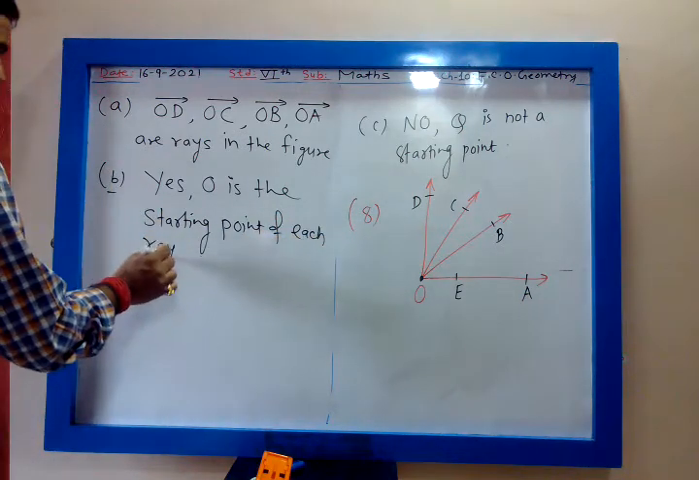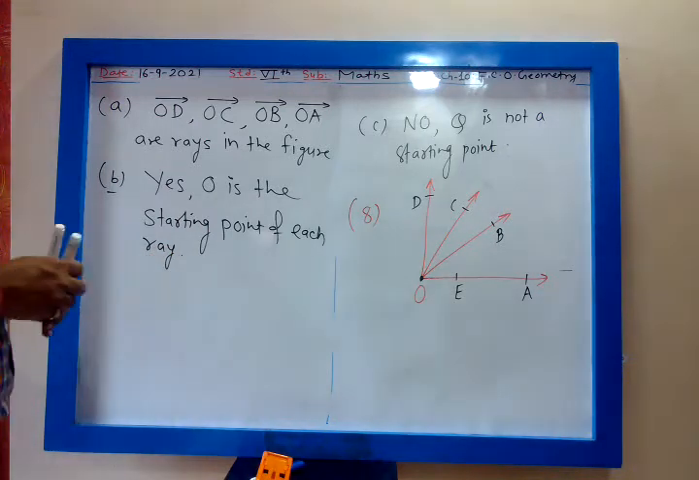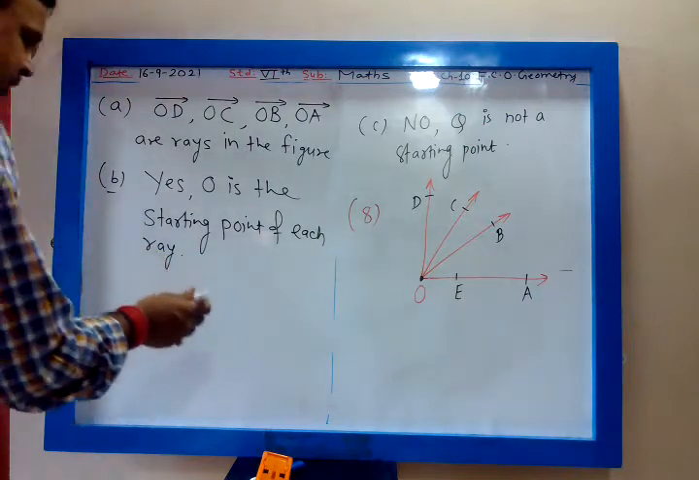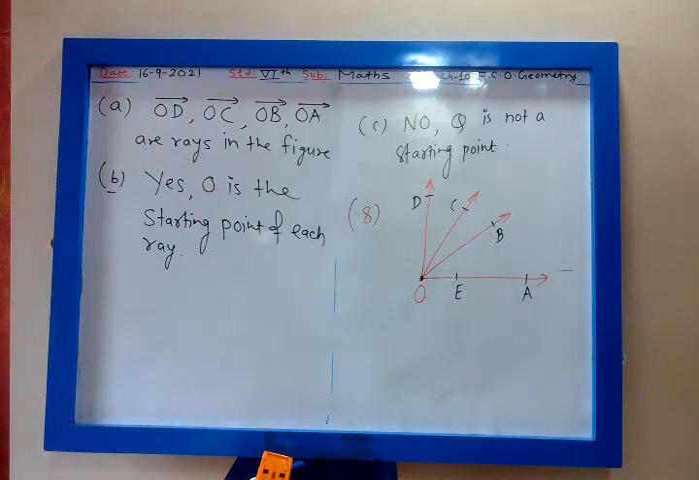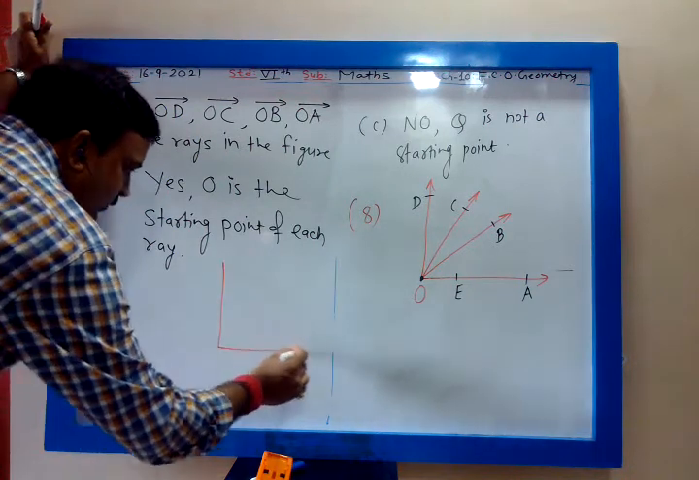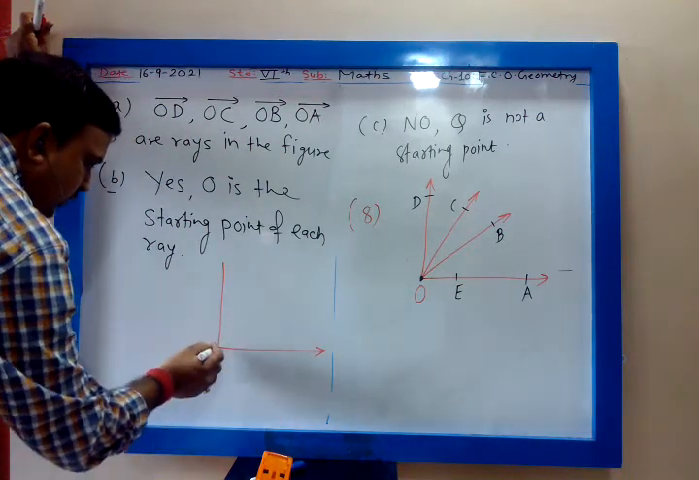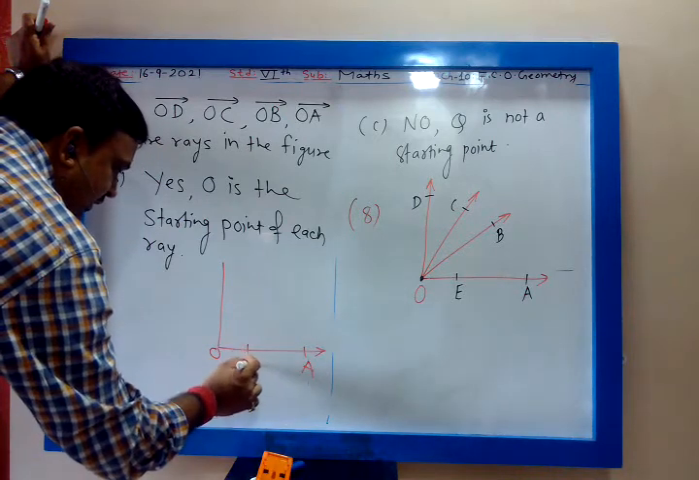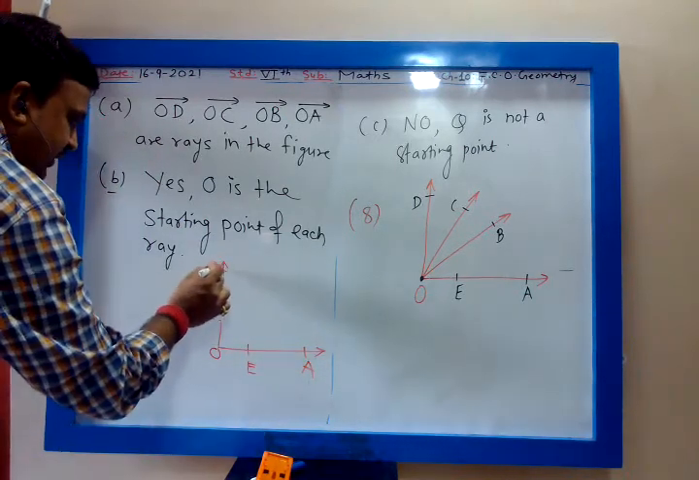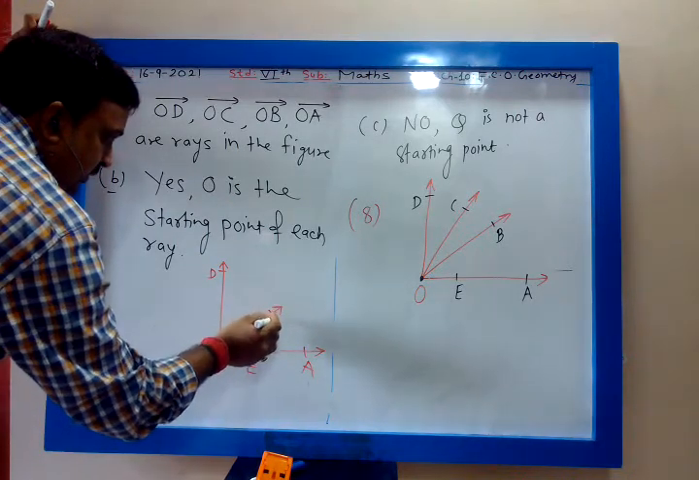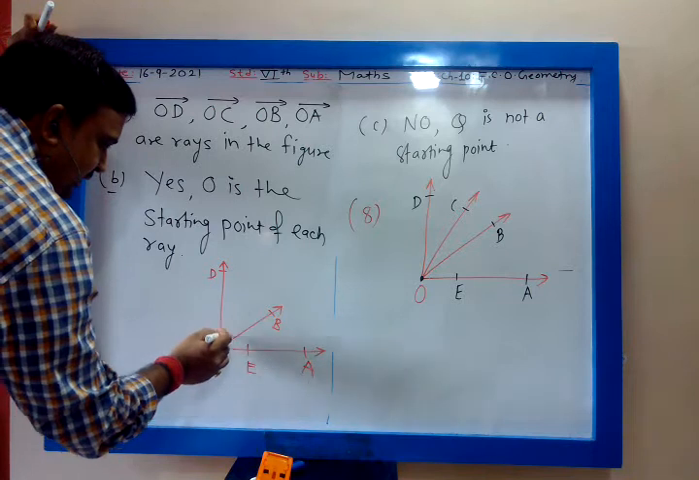Why am I telling you O is the starting point of each ray? See, when you draw the diagram, see here. This is OA. This is D. This is B. And this is C.